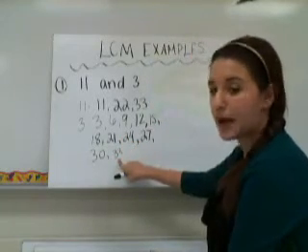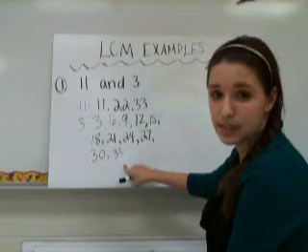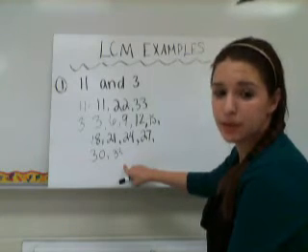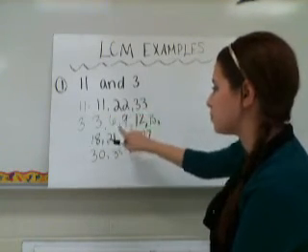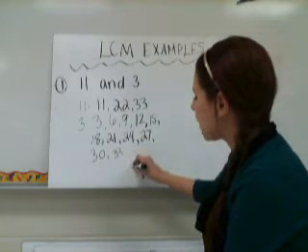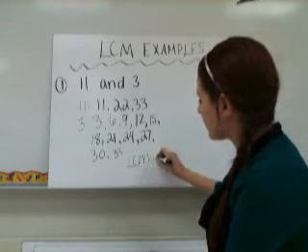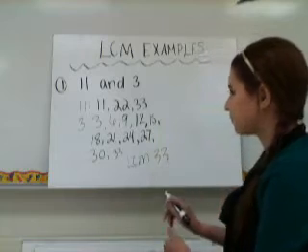I see that I have a match here. I have two 33s. And that's the smallest number that 11 and 3 go into because I don't see any more multiples that match. So my least common multiple of 11 and 3 is 33.